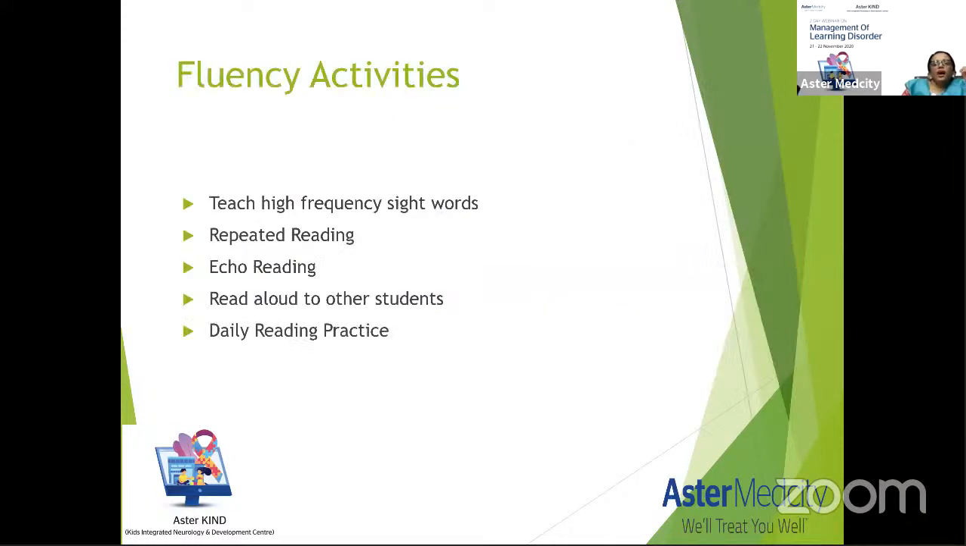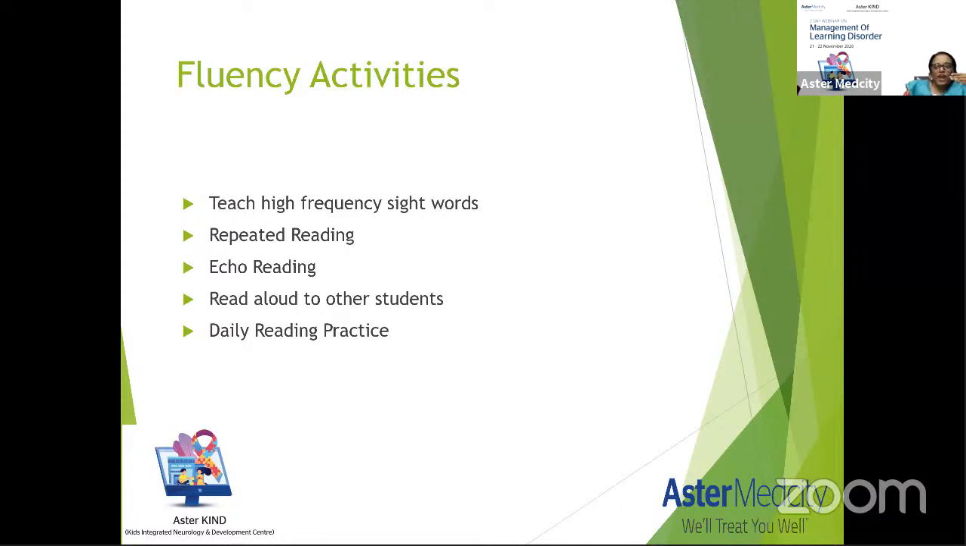After understanding the words and the sounds, we go to the fluency activity. How to read fluently? Teach high frequency sight words. Sight words are commonly seen words. There are many sight words. There are the Dolch list and the Fries list; many lists are available on the internet. Teach sight words with flashcards, because learning sight words will improve fluency.